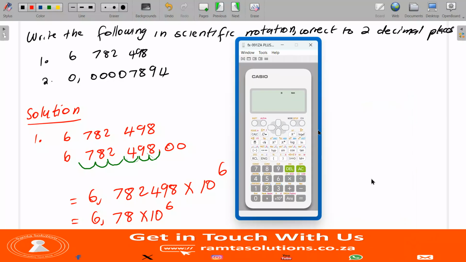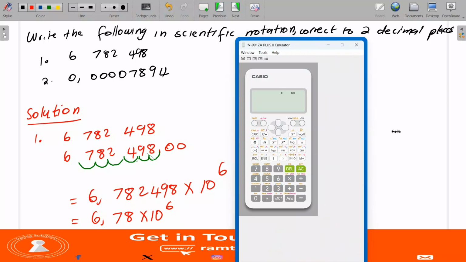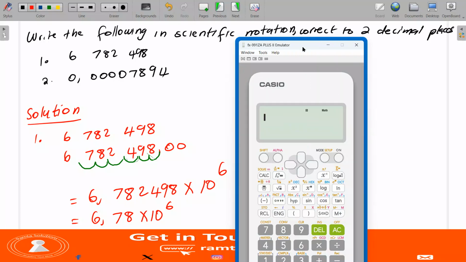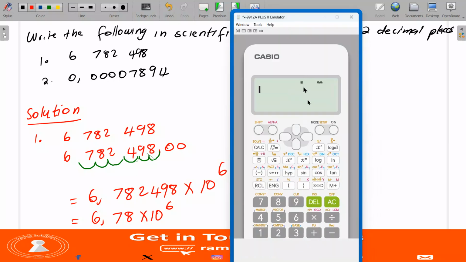So you guys are using Casio, right? Now let's see. This is our Casio. I'm going to try it with this one first. 6 comma... Let's see if it's going to give us this number here.